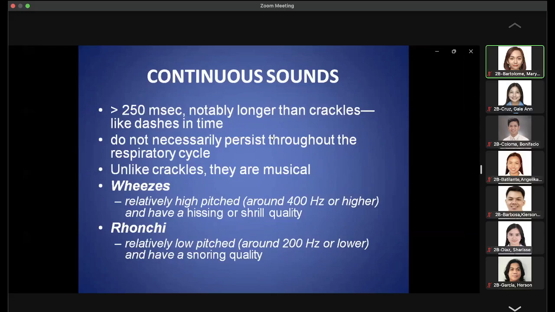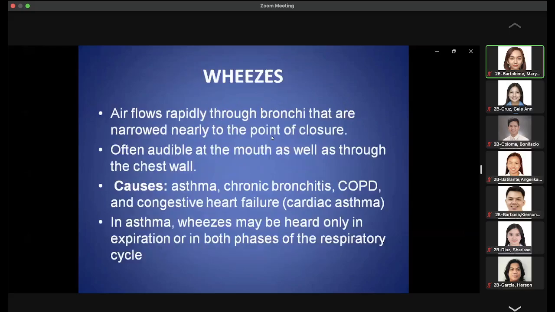So they are musical. Examples of which are wheezes and rhonchi. Wheezes happen when air flows rapidly through bronchi that are narrowed nearly to the point of closure. So it is often audible at the mouth as well as through the chest wall. The most common diseases are obstructive lung diseases, namely asthma, chronic bronchitis, and COPD. But you can also find this in congestive heart failure. Right, so in asthma, wheezes may be heard only in expiration or in both phases of the respiratory cycle.